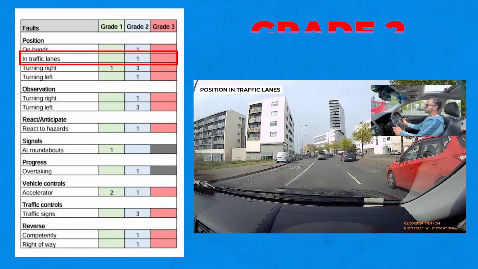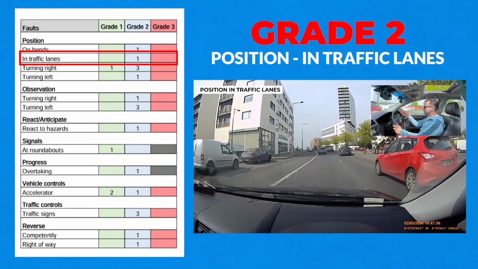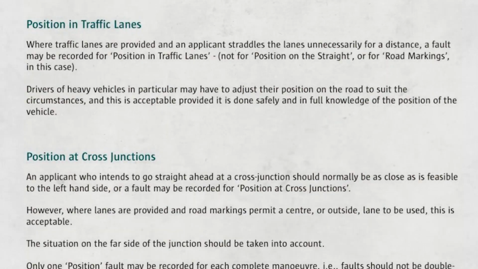Next we see he got a grade 2 for position in traffic lanes. So position in traffic lanes is different than position on the straight. If there's only one lane, we're supposed to be centre left. But if there's 2 or more lanes, we're supposed to be in the middle of our lane. So as we've seen here on the RSA marking sheet guidelines, you can be marked for position in traffic lanes for straddling 2 lanes. Or another reason would be just being over to one side of the lane too much. Remember, we're supposed to be in the middle of the lane.